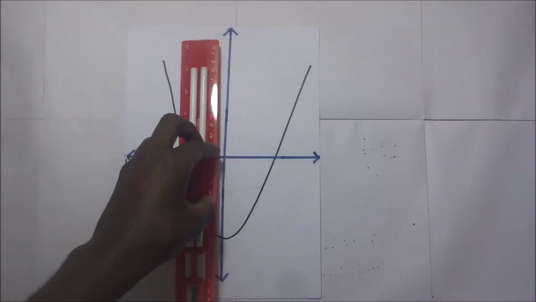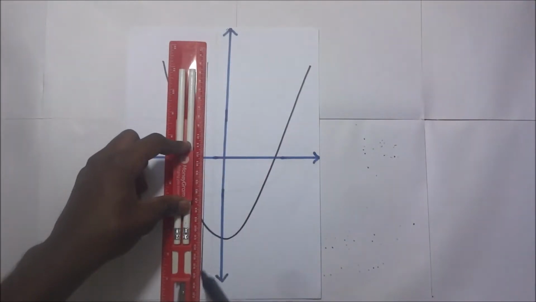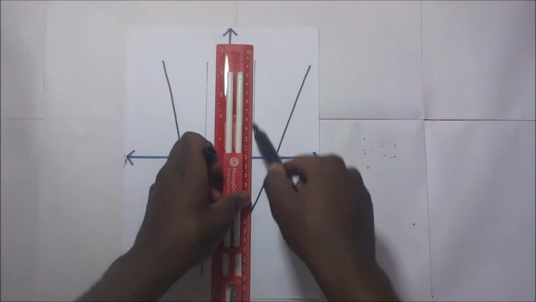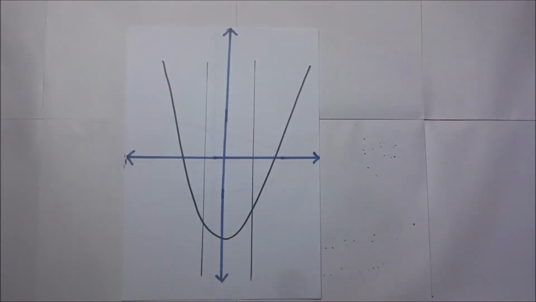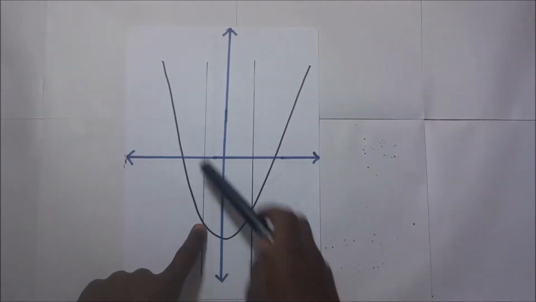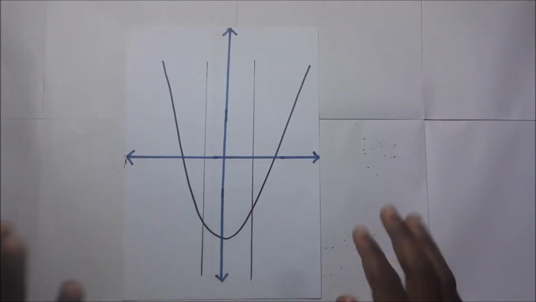So we shall get this and draw a vertical line right there. Anywhere, we can draw it right there. Or we draw a vertical line right there. Now, when we drew our vertical lines, we realized that this line crossed this quadratic graph exactly once. Even this one, it crossed exactly once.